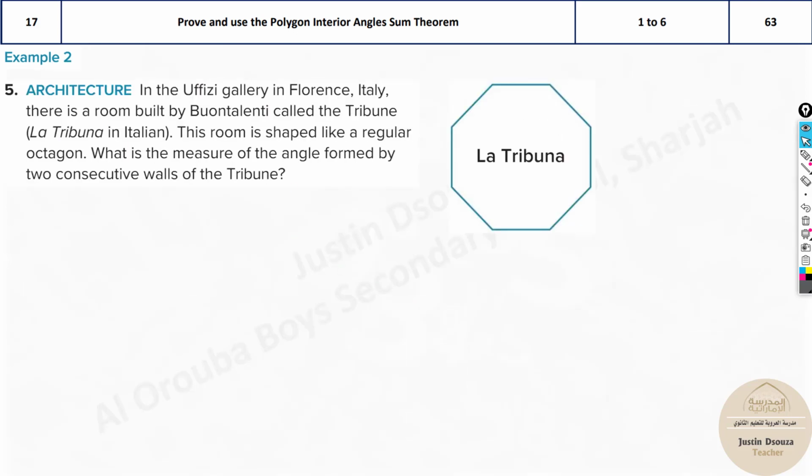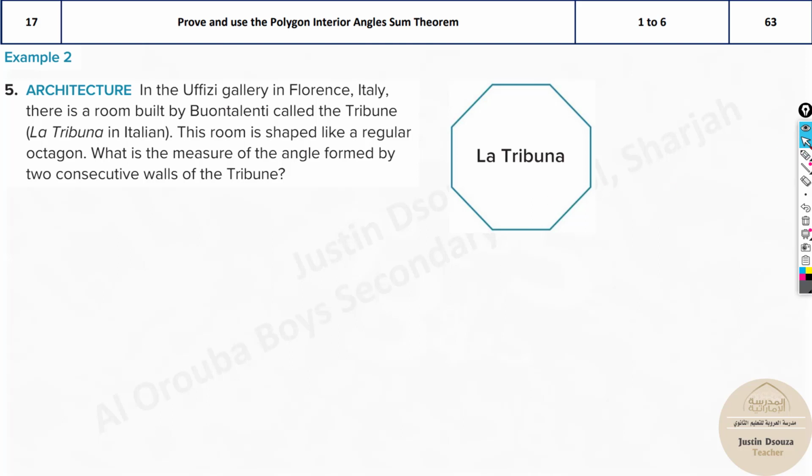And we have a real world problem here. It's about architecture, La Tribuna. So in the Uffizi Gallery in Florence, Italy, there's a room built by Buontalenti called the Tribune. It's La Tribuna in Italian. This room is shaped like a regular octagon. What is the measure of the angle formed by 2 consecutive walls of Tribune? That means you need to find this angle basically.